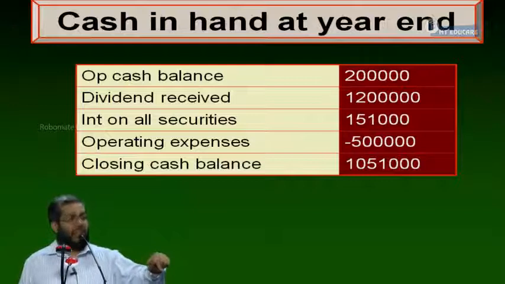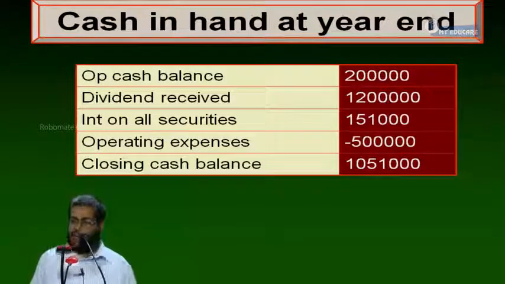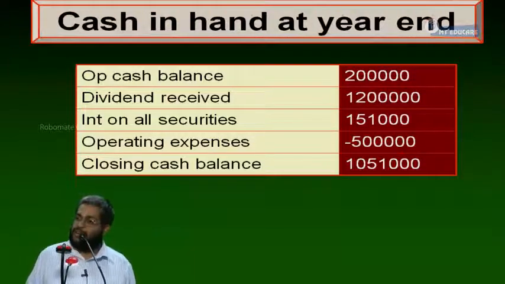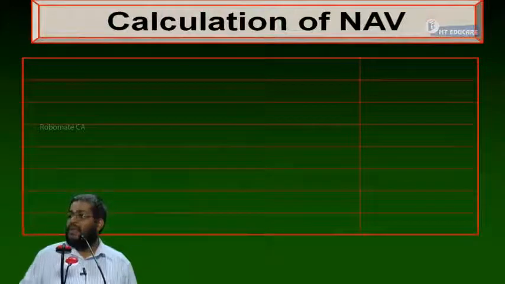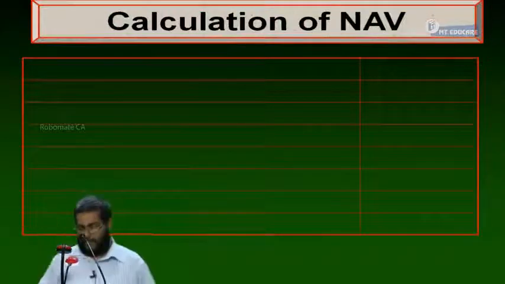This is one of the assets of the fund. The value is the same number. So now, because cash value is what? Same. Okay. 10,51,000. Can I proceed further or not? Yes. Next. Calculation of NAV. Step 2, calculation of NAV.